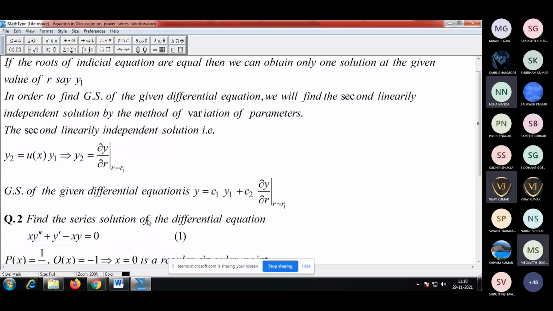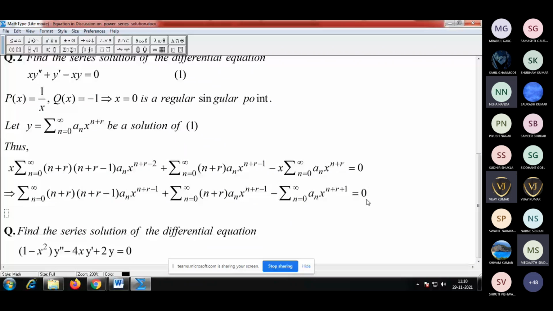This case has been discussed and I hope you have got the solution of this one. Has anyone tried to find the solution of this one? We reached up to this position.